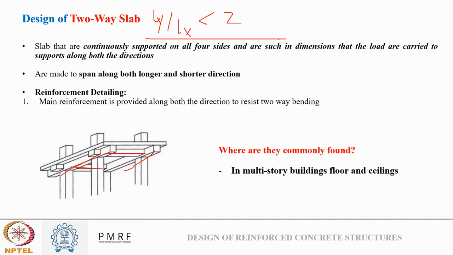So when this is the condition, bending can happen in both the directions, so load transfer will happen in both the directions. That's why we have support on all four sides. Okay, so spanning.